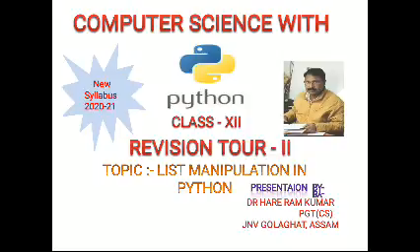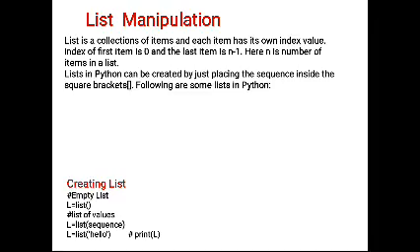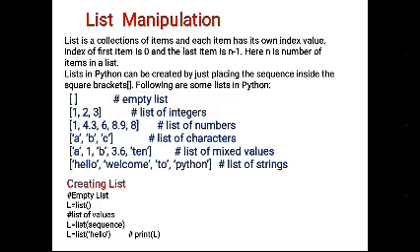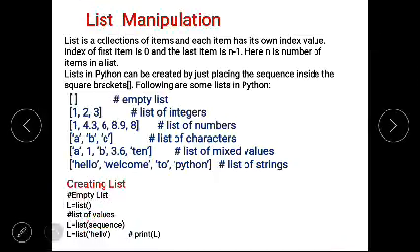However, we have already studied this list in class 11. As a part of revision, we will discuss it again here. Let us start our discussion. As you already know, what is a list? A list is a collection of items, and each item has its own index number, and index of first item is 0 and the last item is n minus 1, as you already know. Here n is number of items in a list.